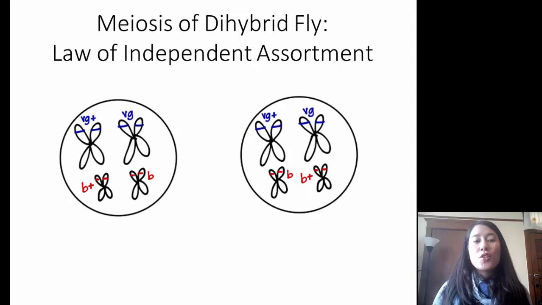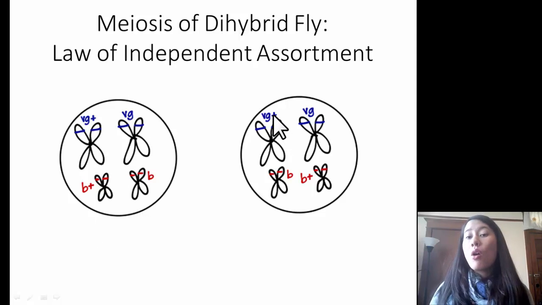Here it is. For the dihybrid fly, we know that we've got two genes. And if we're assuming that the law of independent assortment is happening, these genes would be on separate homologous chromosomes. So up here, we have our wing gene, and down here, we have our color gene. There are two potential arrangements of those chromosomes. You can see here that I've got the wild types on one side and the mutants on the other. Over here, I've got a mismatch: a wild type on one side with a mutant on the other. Two potential arrangements of these chromosomes during metaphase 1.